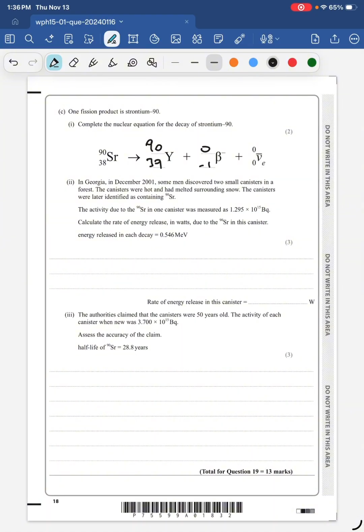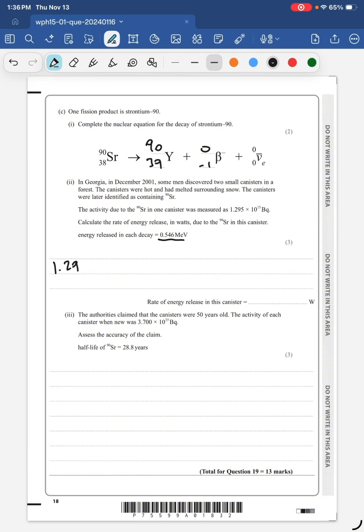And they give us the energy released in each decay. So how do we think about this? It's actually straightforward. Okay. What does activity mean? It means decays per second. So we have this much energy released per second, okay? And we are given the activity, so we have to just multiply the two.